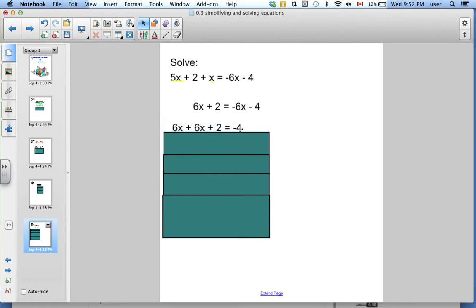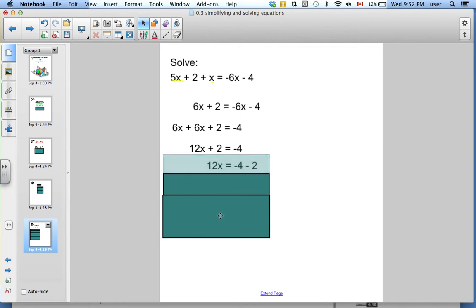The next thing we're going to do here is combine. So we have to combine our x's. We're going to get 12x plus 2 equals negative 4. We got to get rid of this 2, bring it to the other side. So by doing that, we're going to minus 2 from both sides. So we're going to get 12x equals negative 4 minus 2. When we do that, you're going to combine these. We'll get 12x is equal to negative 6.